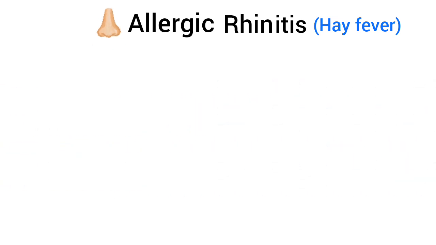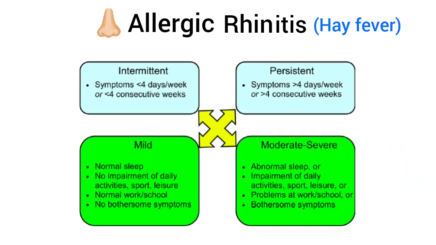Allergic rhinitis can be classified as intermittent, where symptoms will be happening for less than 4 days per week or for less than 4 consecutive weeks, and persistent, where the symptoms will be happening for more than 4 days per week or for more than 4 consecutive weeks.